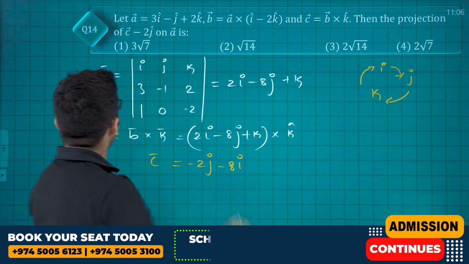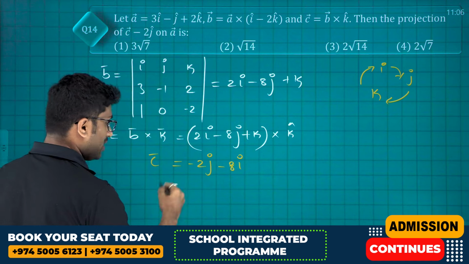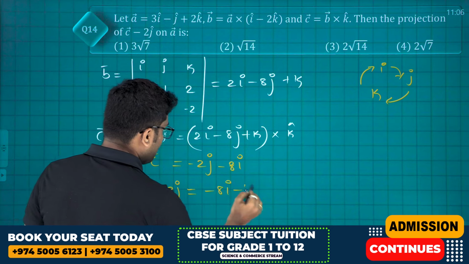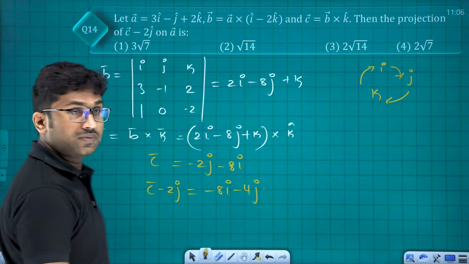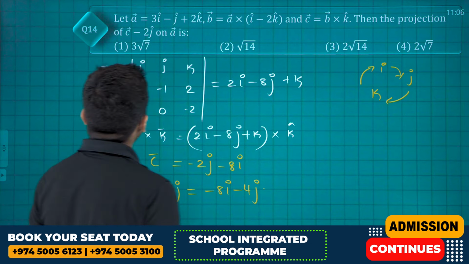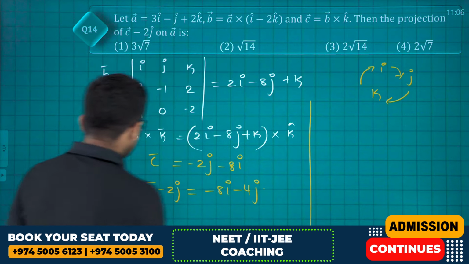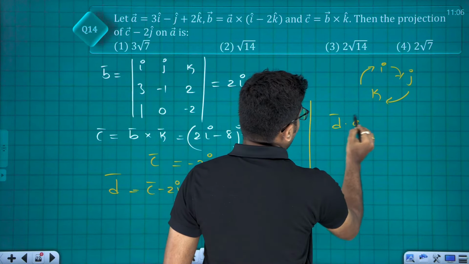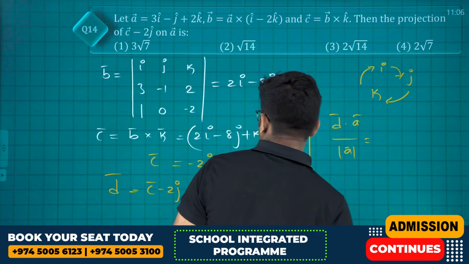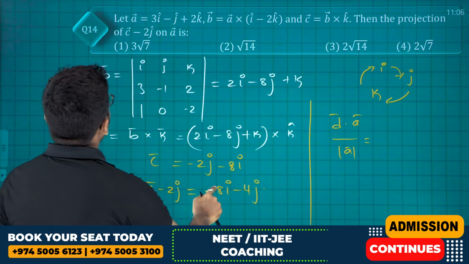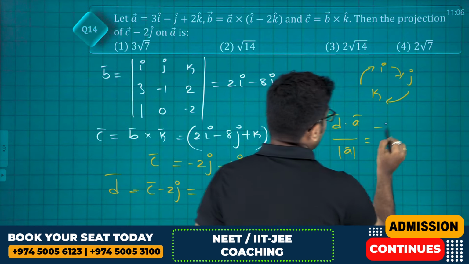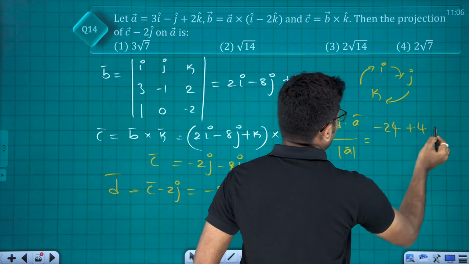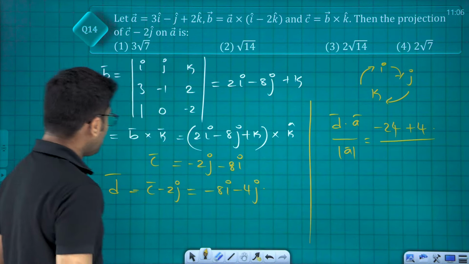But we need C bar minus 2j. Take minus 2j on both sides. So C bar minus 2j is equal to minus 8i minus 4j. Now let's take this as some D bar. The projection of D bar on A bar is D bar dot A bar divided by mod A bar. So D bar dot A bar is minus 8 times 3, which is minus 24, plus 4, divided by... did we do it correctly here?